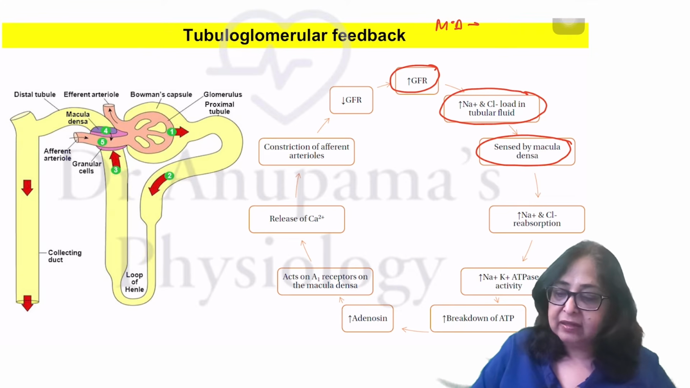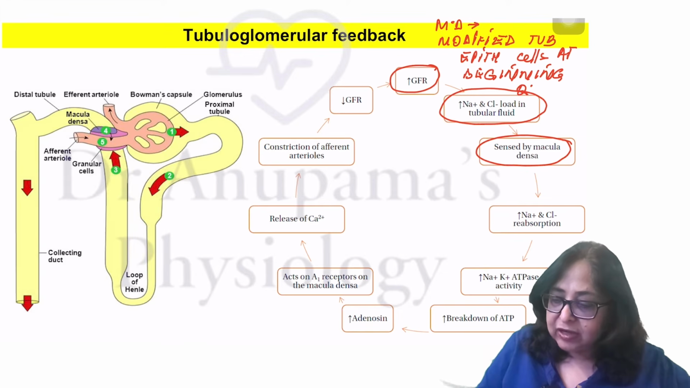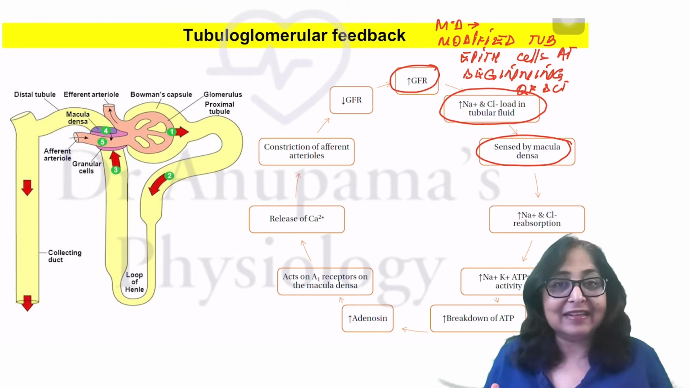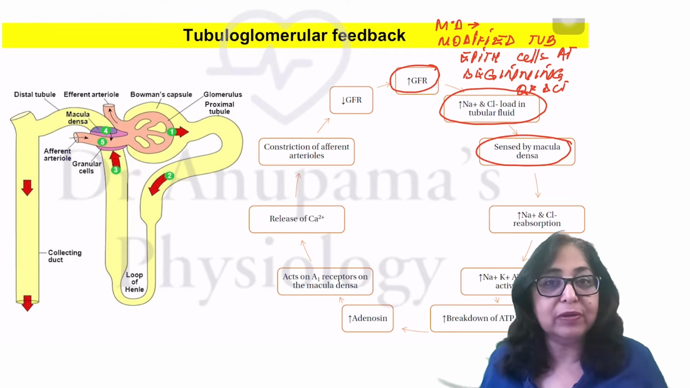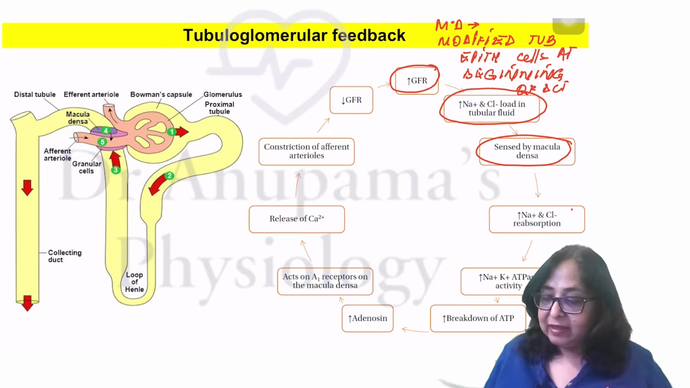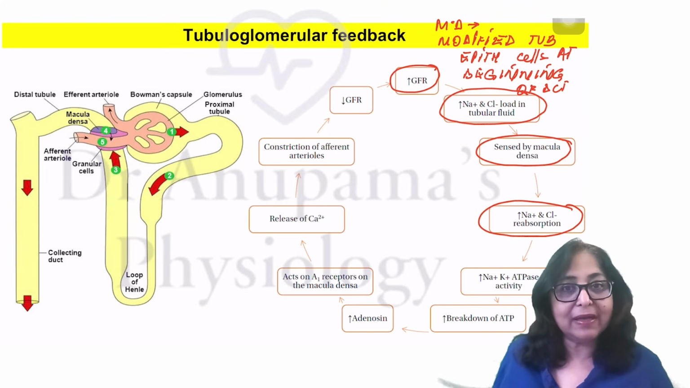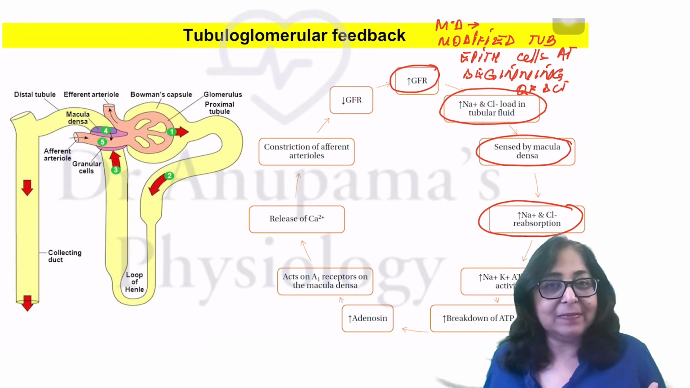Macula densa are modified tubular epithelial cells. These are at the beginning of the DCT. And these macula densa cells act like a sensor. What do they detect? They detect both the sodium and the chloride load in the tubular fluid. So it is sensed by the macula densa. Now there is more sodium and chloride reabsorption by the macula densa cells. And sodium reabsorption means sodium potassium ATPase activity.